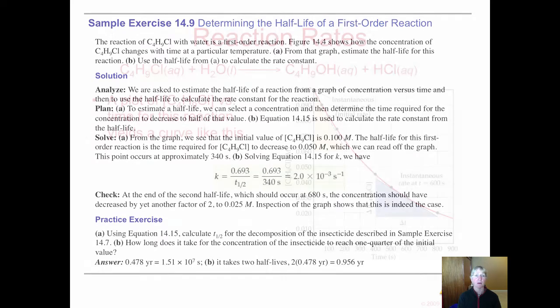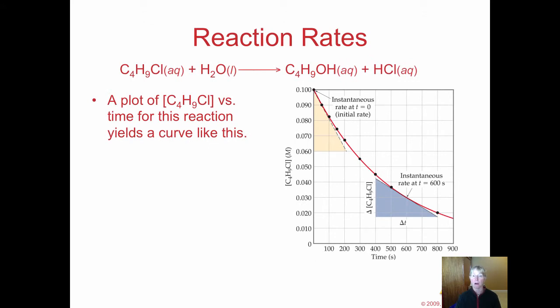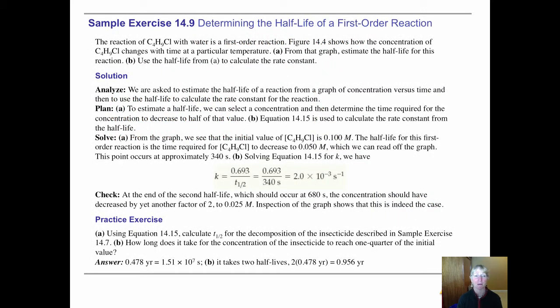So I've inserted a slide, hopefully right here, that shows our half-life. You could probably pick any moment in time, but if we start here at 0.1, then half of its concentration would be at 0.05. And that time frame appears to be approximately, I'll say, 350 seconds. Now if I go from 0.05 down to about 0.025, then that hopefully is somewhere around approximately 700 seconds, which thankfully it is. So let's go back and take a look at how they solved this problem.